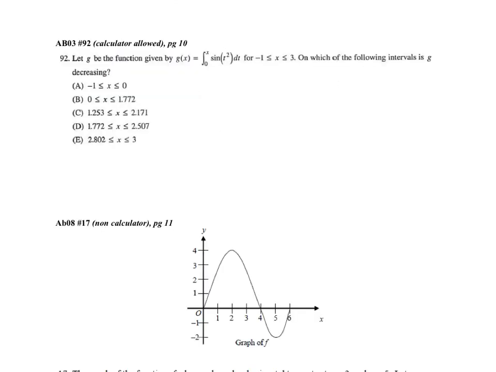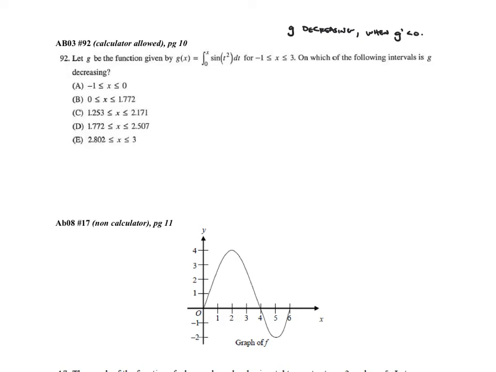Let's continue. Okay, number 92, also from 2003, this is in the calculator allowed portion. Okay, so before I get into the calculator, what I want to do is analyze what the question is asking. Okay, so let g be a function given by g of x is the integral from 0 to x of sine of t squared dt, for x between -1 and 3 inclusive. On which of the following intervals is g decreasing? Well, g will be decreasing when g prime is less than 0.